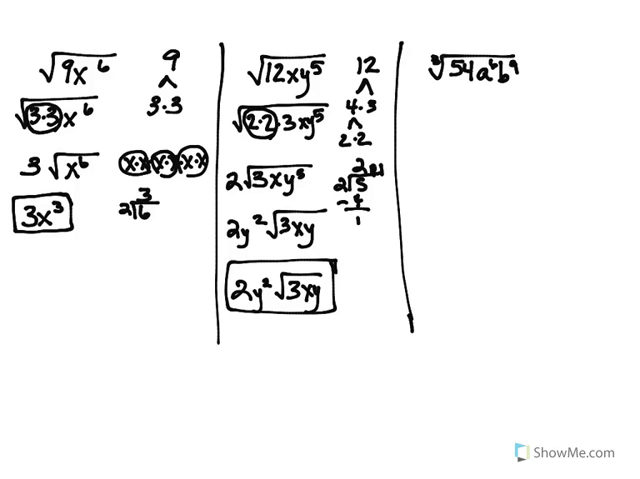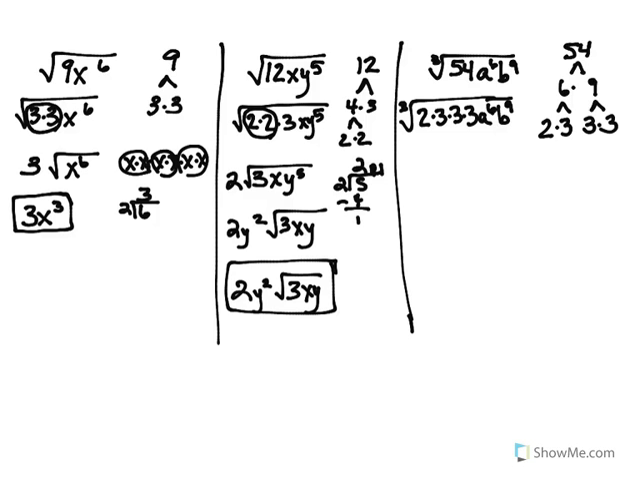Next, we have the cube root of 54 a to the 6th, b to the 9th. It is a cube root. That means that we need triplets. You have to have 3 of the same in order to leave the radical. So we're going to break down 54 into its prime factors. 6 times 9, 2 times 3, 3 times 3. All right, so 2 times 3 times 3 times 3, a to the 6th, b to the 9th. So let's see. I have 3 3's. So one of these is going to come out.